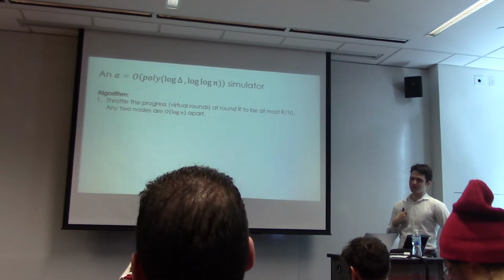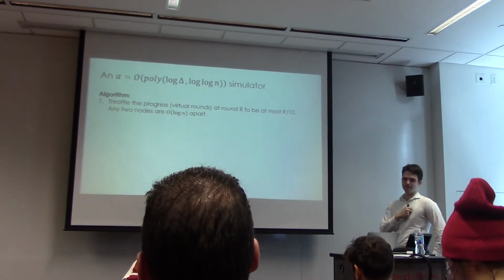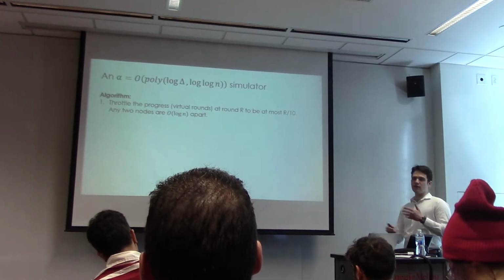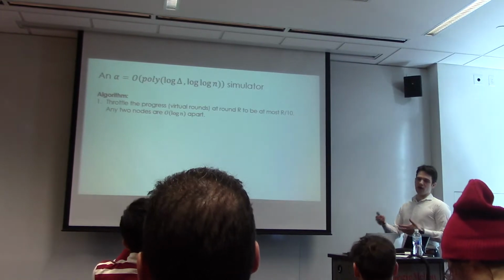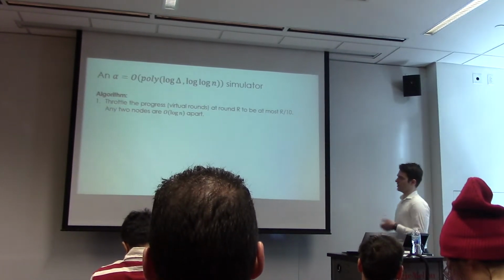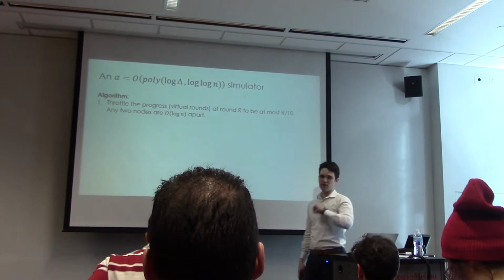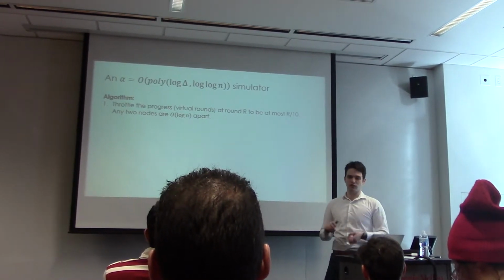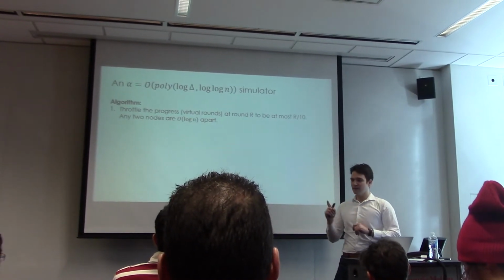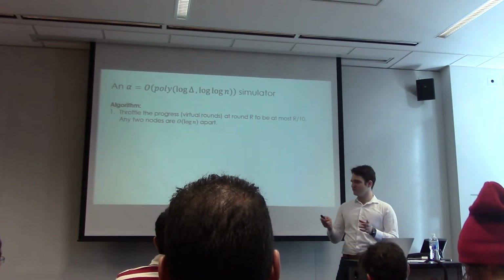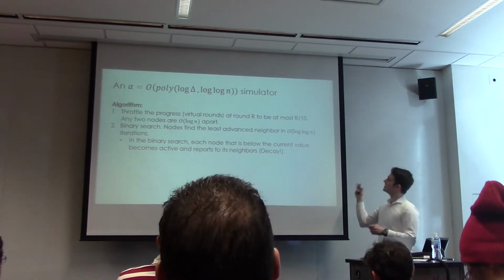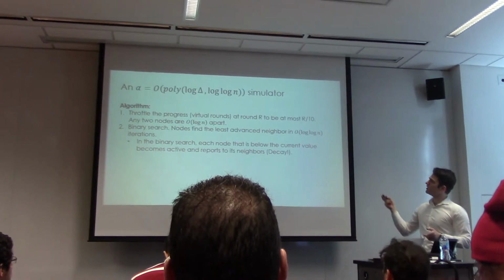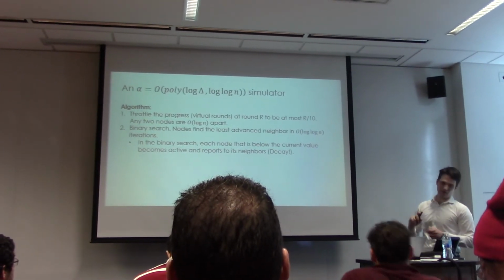Now, we do the same algorithm as before. Basically you want to share knowledge of your virtual rounds and find out who is the least advanced. But we throttle them. So at time r, nobody can pass beyond r over 10. They're throttled. The discrepancy is small. But now when the discrepancy is small, you can do a binary search over it, a binary search over a size of log n. So you only need log n iterations of it.